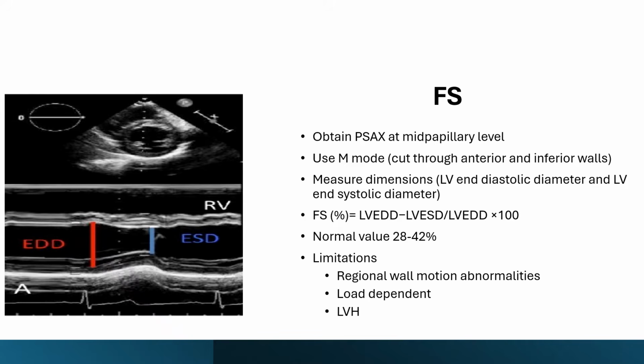There are some important limitations, however, such as regional wall motion abnormalities. Since you're only cutting through the mid portion of the left ventricle, it is a load-dependent assessment tool. For example, patients who have increased preload can make fractional shortening look better than it is, and patients who have reduced afterload, such as patients on vasodilators and patients with septic shock, can also make fractional shortening appear better than the actual contractility. And obviously, high afterload or hypertensive crisis can make fractional shortening appear worse than it actually is.